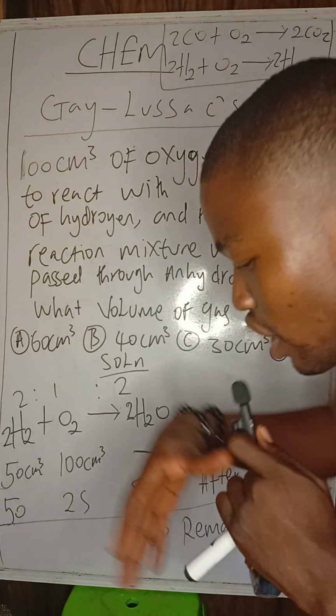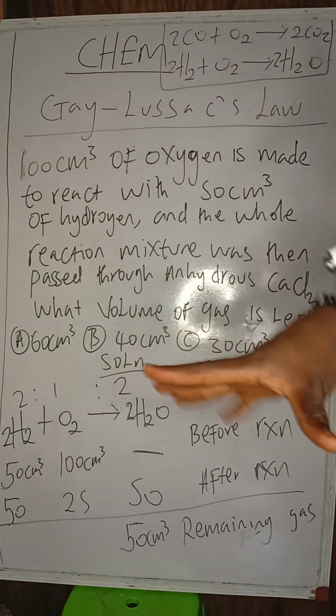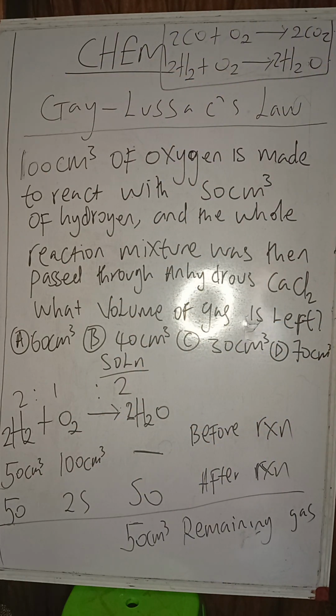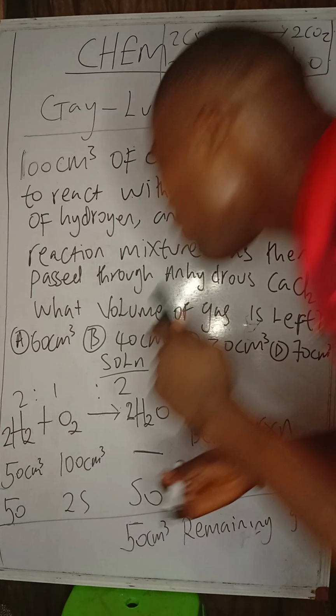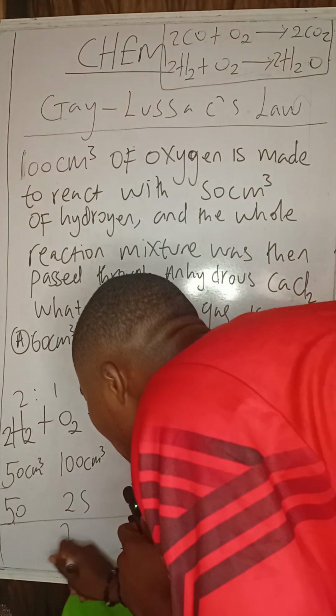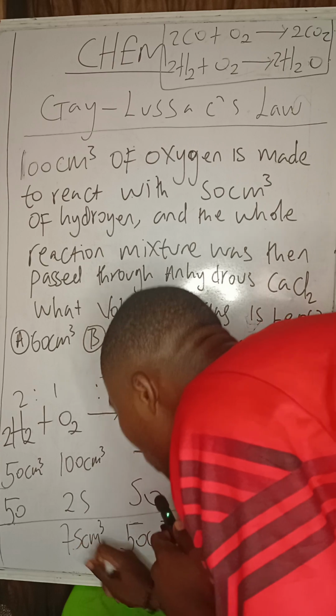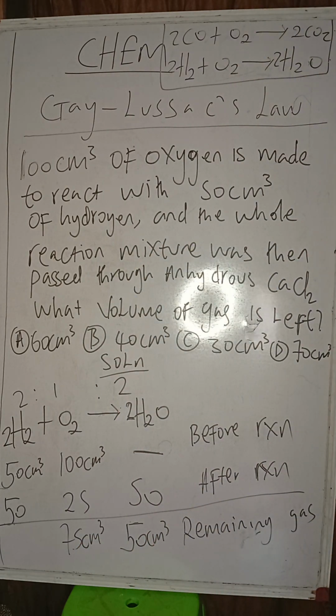So this is done in the gas syringe, let's say. It is a mixture, just forming water. The reaction has come to completion. 50 cm³ of water is there. Also, we have 75 cm³ of oxygen left. So the volume of oxygen left is 75 cm³.